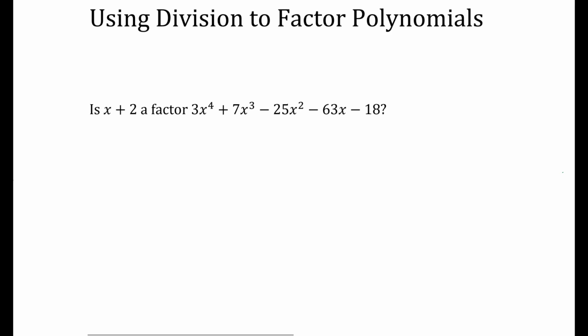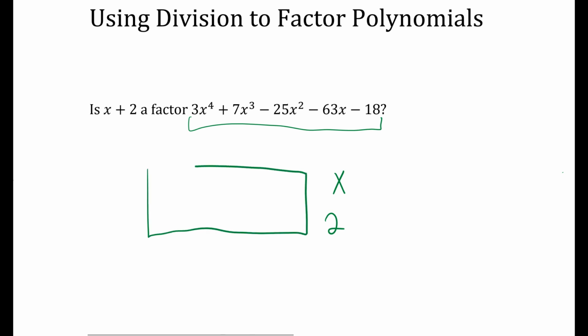In some instances, we can also use division with the reverse tabular method to factor polynomials. So take this question. Is x plus 2 a factor of this polynomial right here? To figure that out, we could either use the remainder theorem by plugging in -2 for x, but I'm actually going to find the quotient by setting up a reverse tabular here in order to see if there's a remainder and find the quotient.